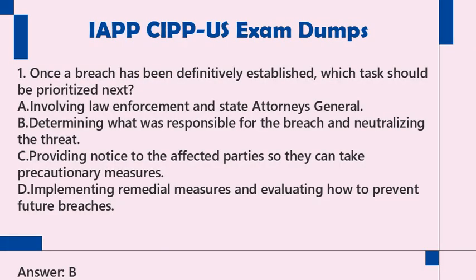1. Once a breach has been definitively established, which task should be prioritized next? A. Involving law enforcement and state attorneys general. B. Determining what was responsible for the breach and neutralizing the threat. C. Providing notice to the affected parties so they can take precautionary measures. D. Implementing remedial measures and evaluating how to prevent future breaches.